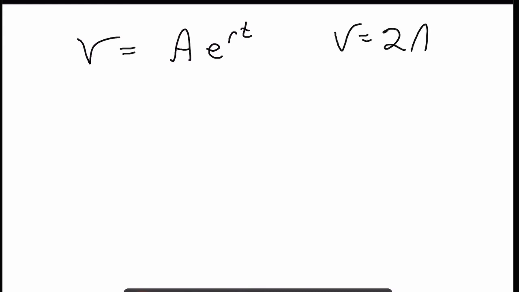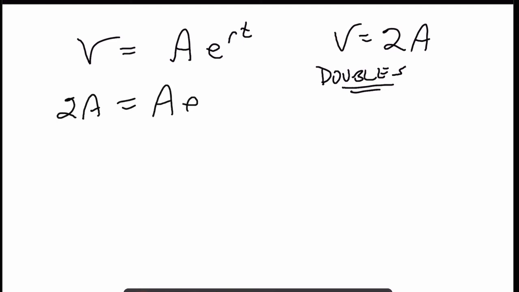Let's try something else because we're very excited about these things. A e to the RT. What if I want my money to double? Well, V equals 2A is my money doubles, right? So I have 2A equals A e to the RT. Is everybody with me on that?